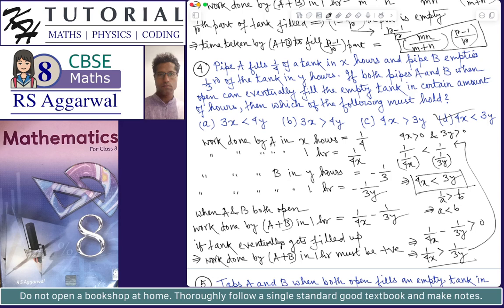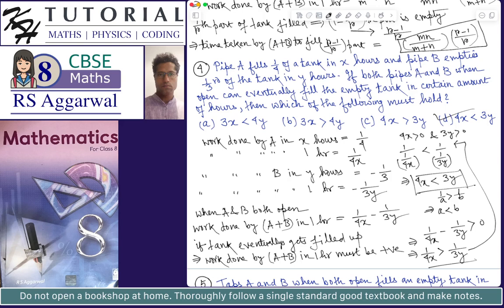Okay, so the correct relation is 4x less than 3y. The concept used in this problem was that if two pipes are working together, where one pipe is an inlet and the other pipe is an outlet, and they are connected to a tank that is initially empty and they are open, and if the tank eventually gets filled up by water, this means that per hour the work done by A plus B has to be positive. Only then is the tank being filled up by some water per hour. If it is negative, then the tank will never be filled up.